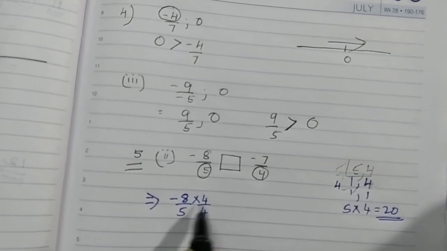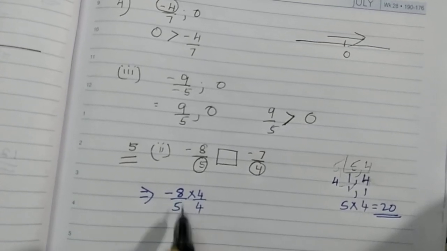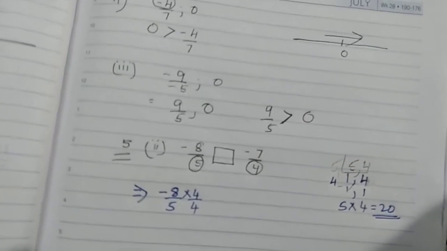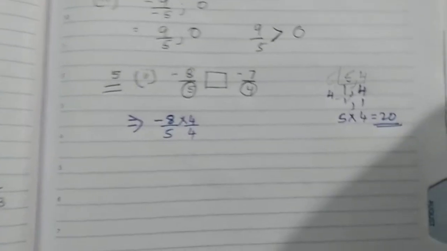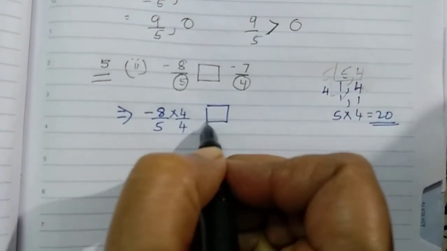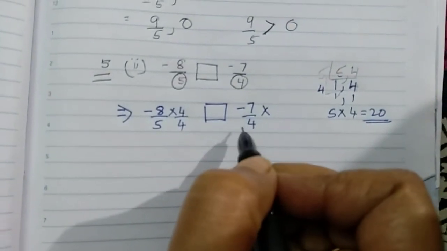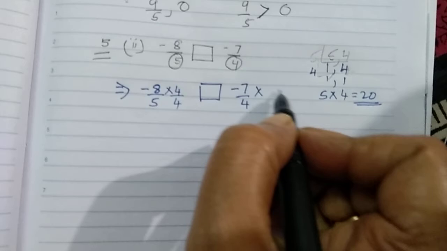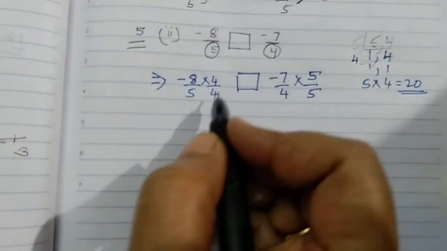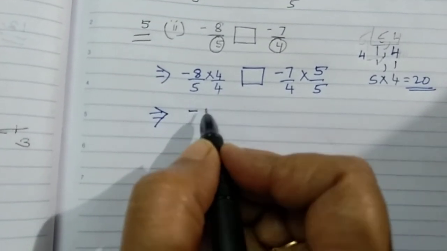I cannot multiply the denominator alone. If I multiply the denominator of this rational number by 4, I will multiply the numerator also. Then I put this sign back and write minus 7 by 4. Now 4, what do I multiply with in order to get 20? It should be 5 by 5. So 4 into 5, I get 20. Did you understand, girls? If you have any problem, you are most welcome to ask me.